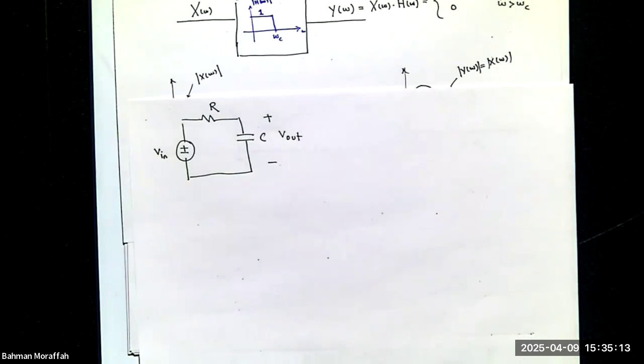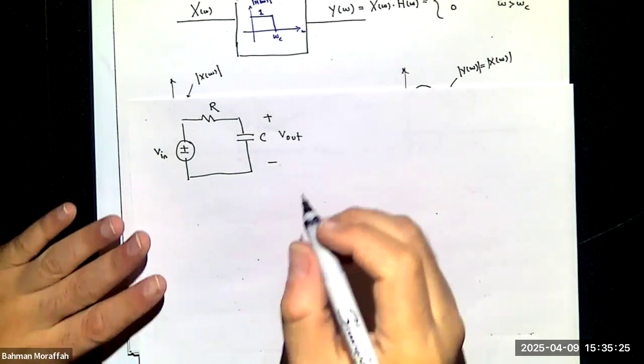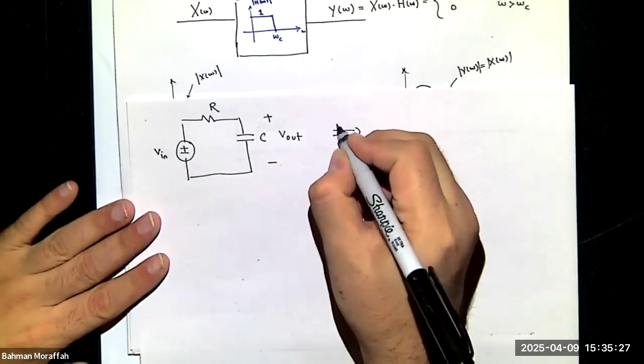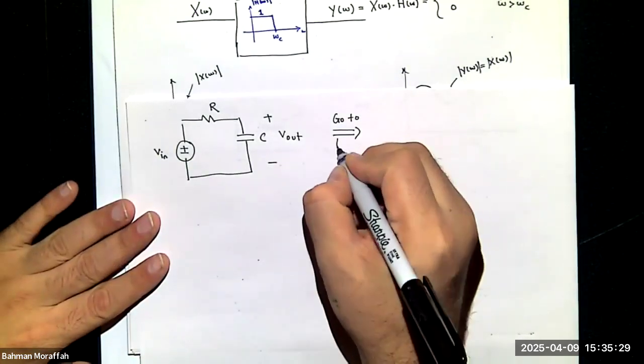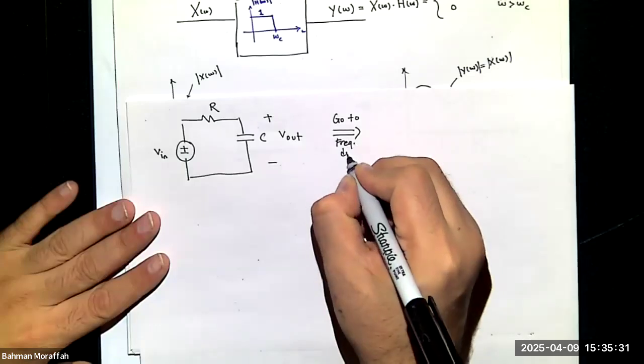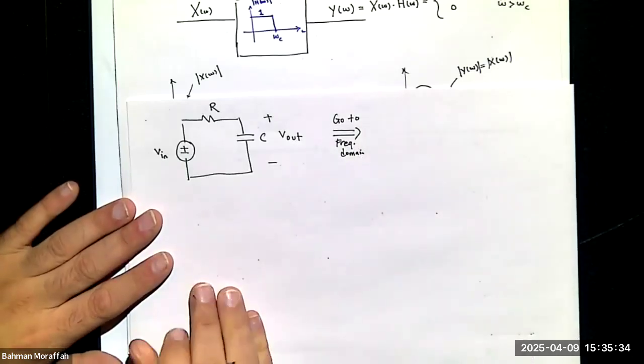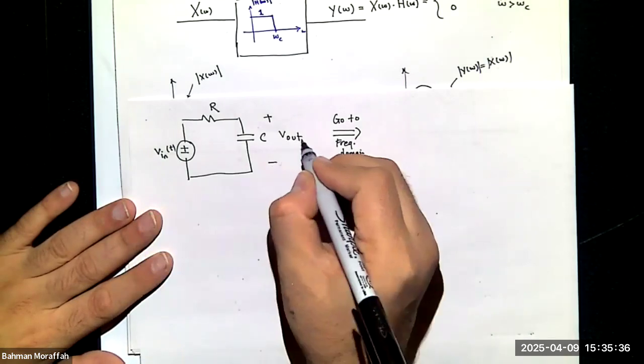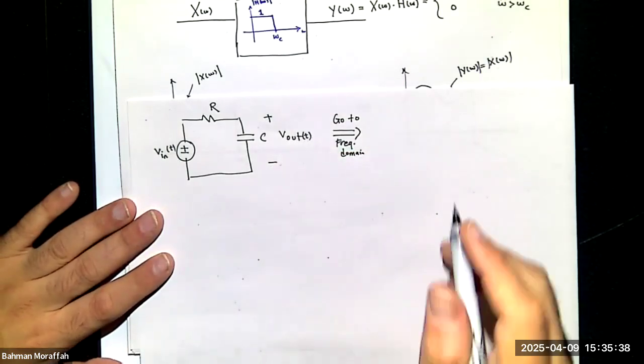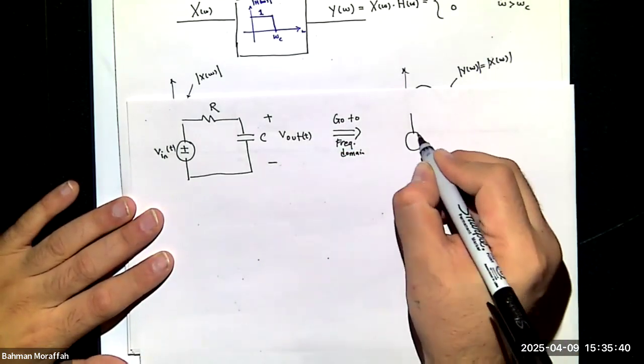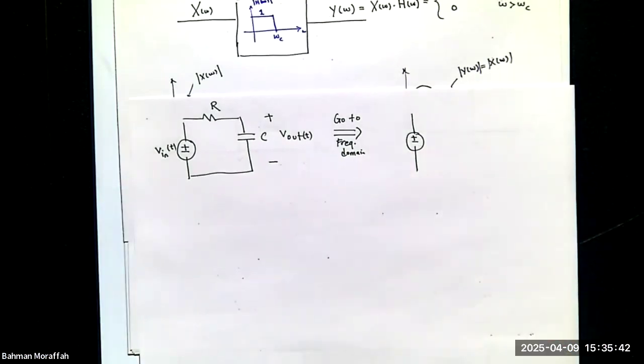First of all, this is a first order circuit. I only have one storage element, right? How do I analyze it? We're going to go to the frequency domain. We just learned it, right? So let's go to the frequency domain. This is a function of time. This is also a function, right? If I go to the frequency domain, the topology of my circuit would not change.